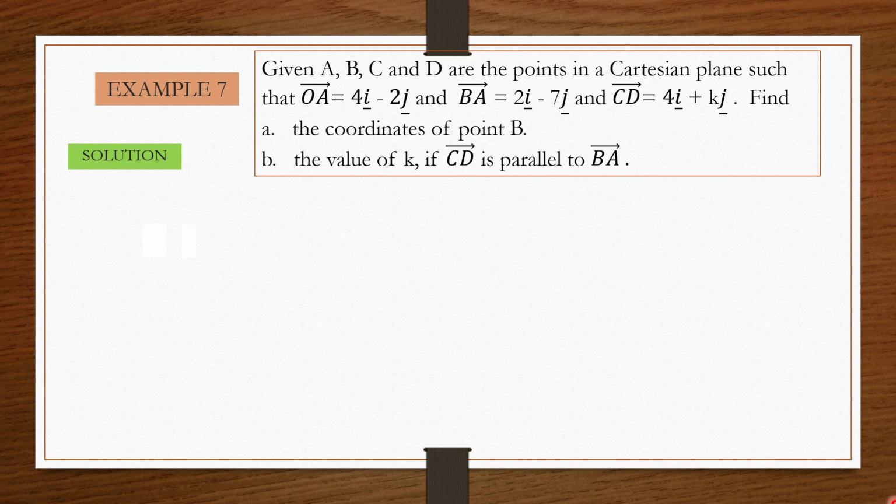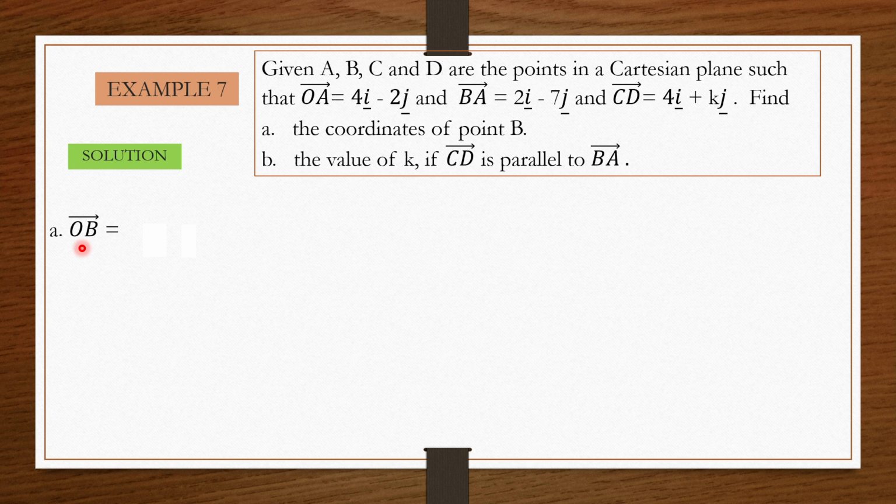Okay, now example 7. Given A, B, C and D are points in a Cartesian plane such that OA equals 4i minus 2j, BA equals 2i minus 7j and CD equals 4i plus kj. The first question, you are asked to find the coordinates of point B. Now remember, in order to find the coordinate of B, you need to find the position vector of point B. So that will be vector OB. If you can find vector OB, then you can easily find the coordinate.